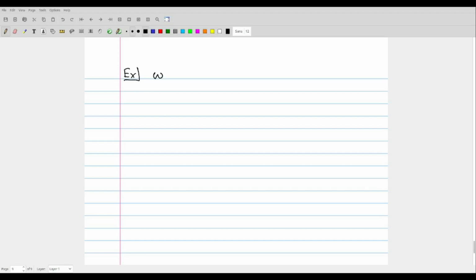Maybe we'll do two more examples, we'll see. We'll do f of x, y, z is equal to cosine of pi times the square root of x squared plus y squared plus z squared minus 1.